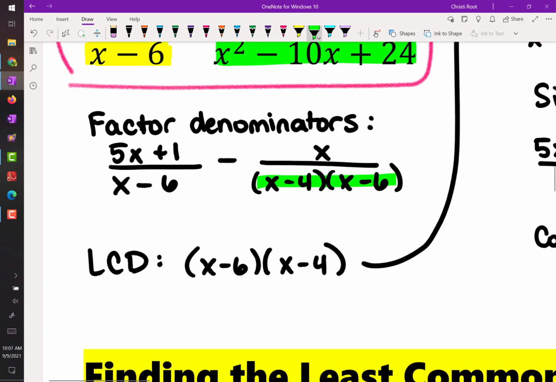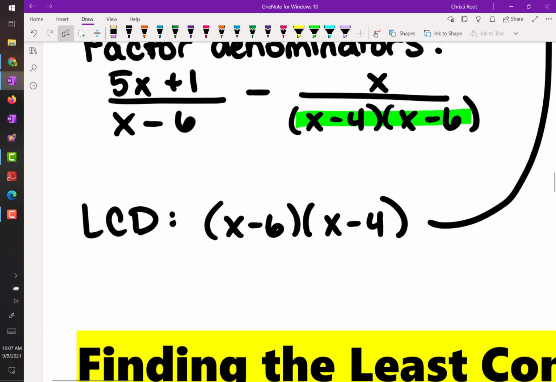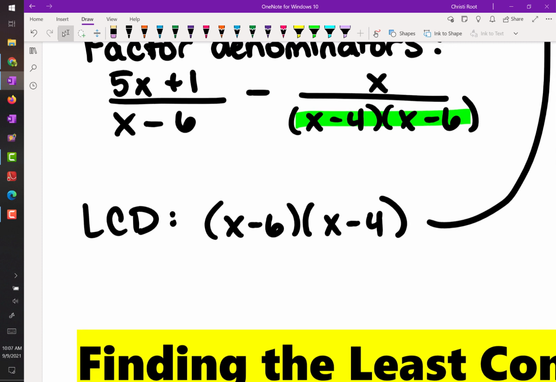Then you kind of go into step number 2. So you have to look for a common denominator. Now look at your denominators now. Do you see anything that you have in common? You have an x minus 6 here. You have an x minus 4 here. And you have an x minus 6.